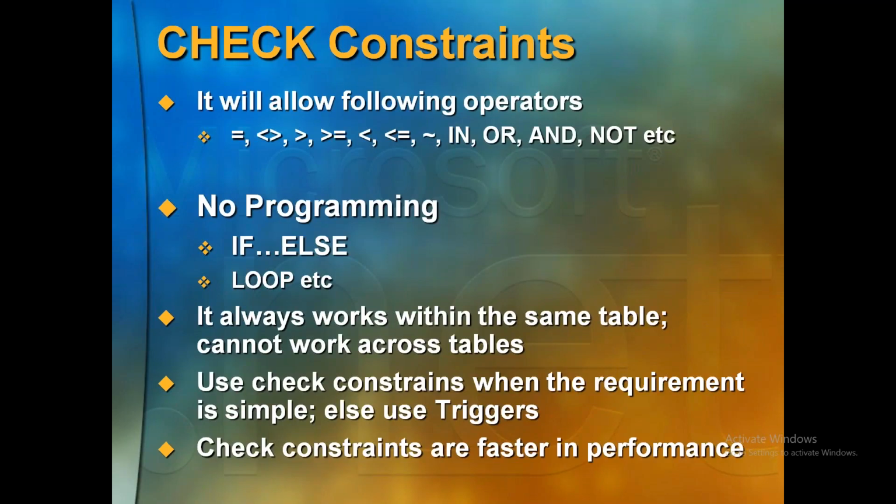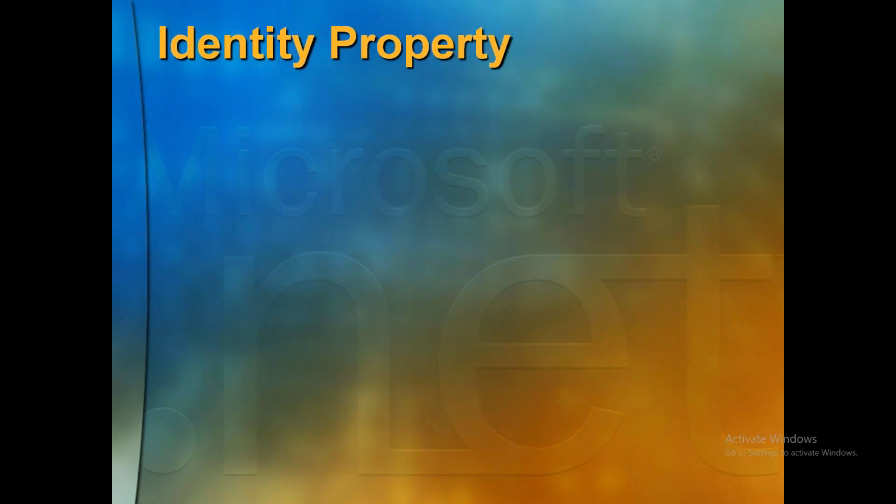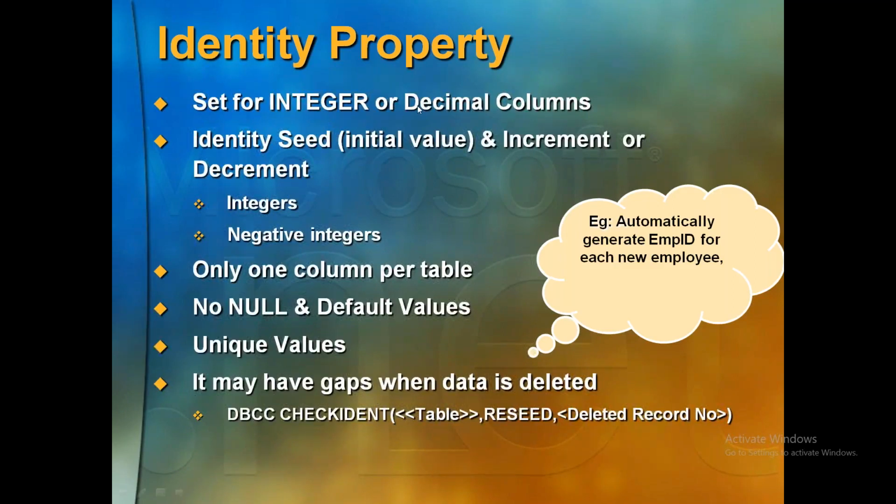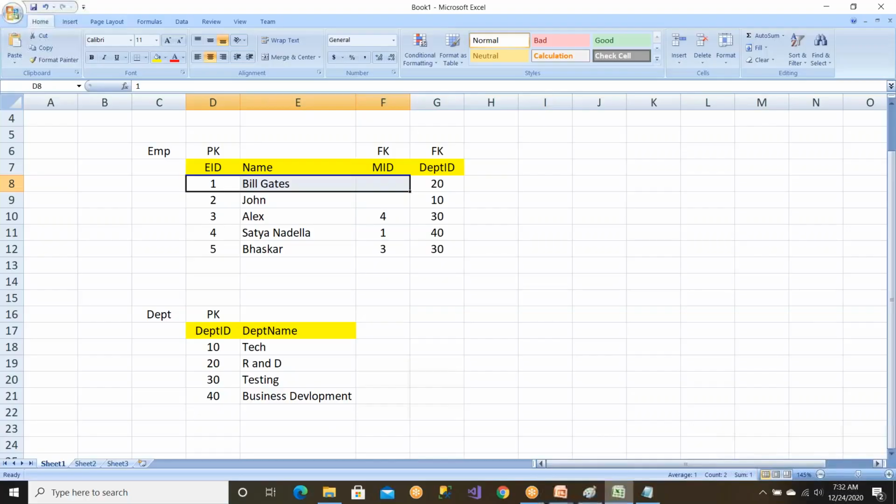Now, the last concept is the identity property. It automatically generates an employee ID for each new employee. Clear? It is set for integer and decimal columns, with identity seed and increment or decrement, positive or negative integers. Only one column per table, no nulls and no default values, unique values. It may have gaps when the data is deleted. So, what is the meaning of this? Let me tell you.